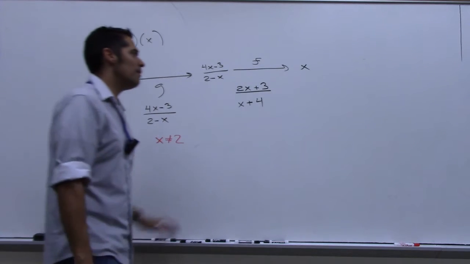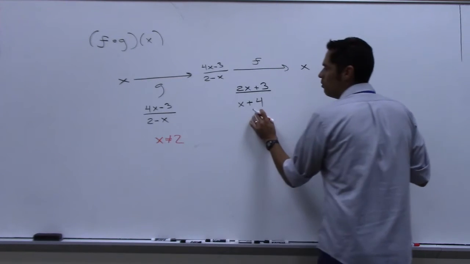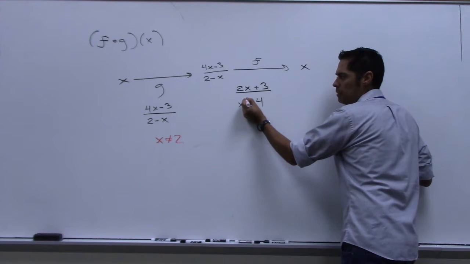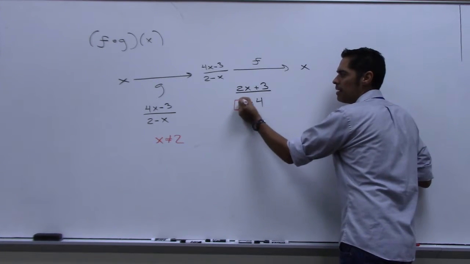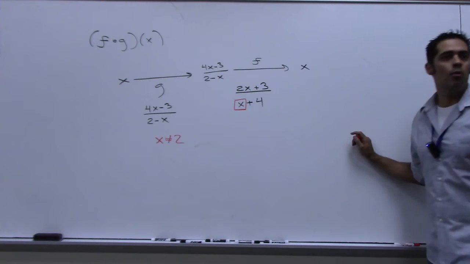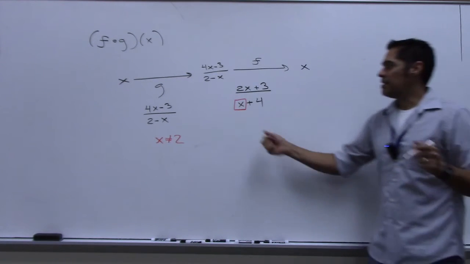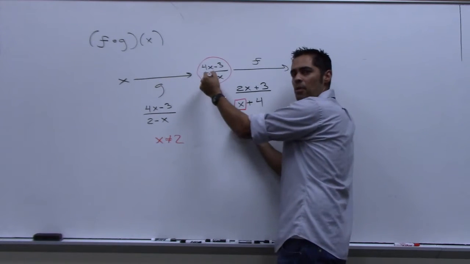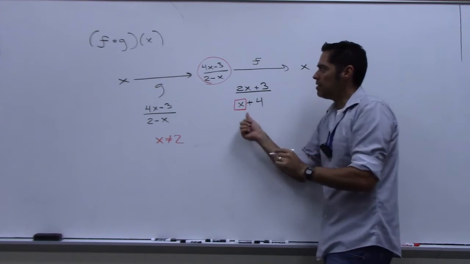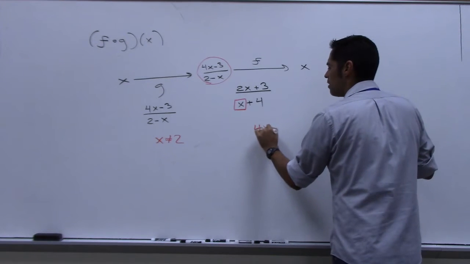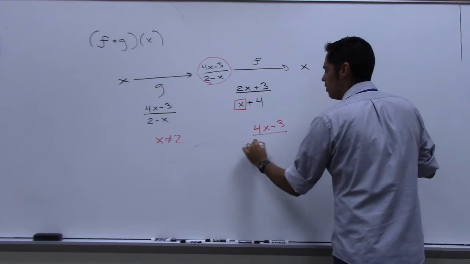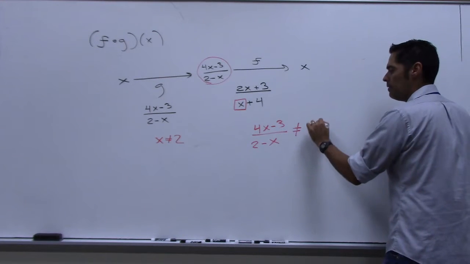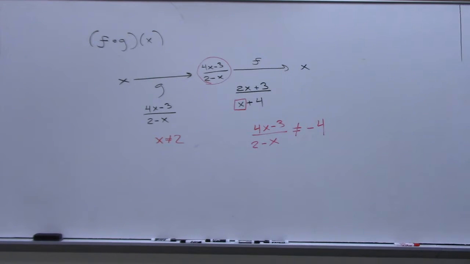Now, what about this? This is the tricky one. This right here cannot be what? -4, right? But it's not x, it's actually everything that's getting plugged in, right? This is the part that's getting plugged in. So what I need to say to myself is 4x minus 3 over 2 minus x cannot be equal to -4. Understand?